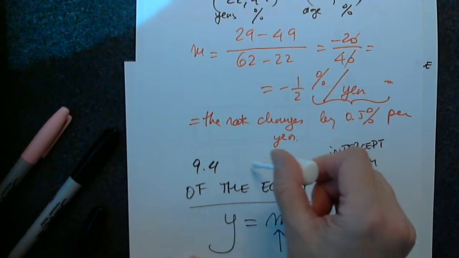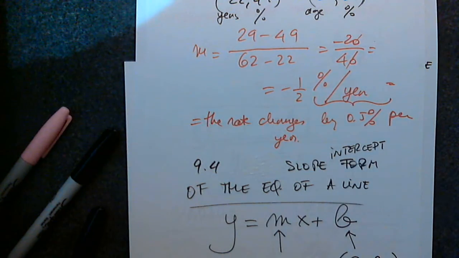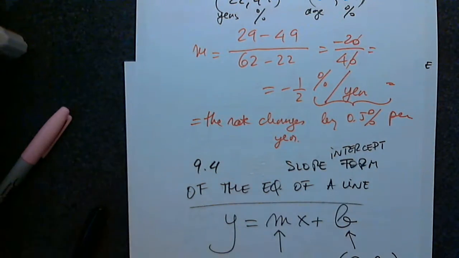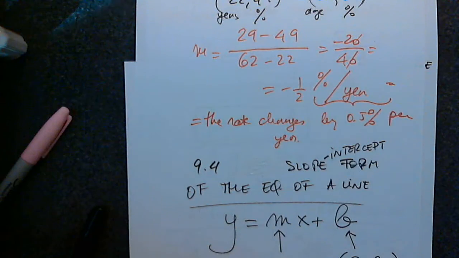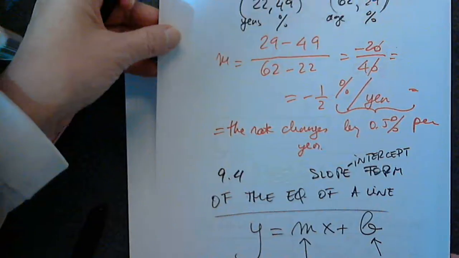Indeed. Good point. Slope intercept form, of course, that's what it was. My apologies. Slope intercept form of the equation of the line.